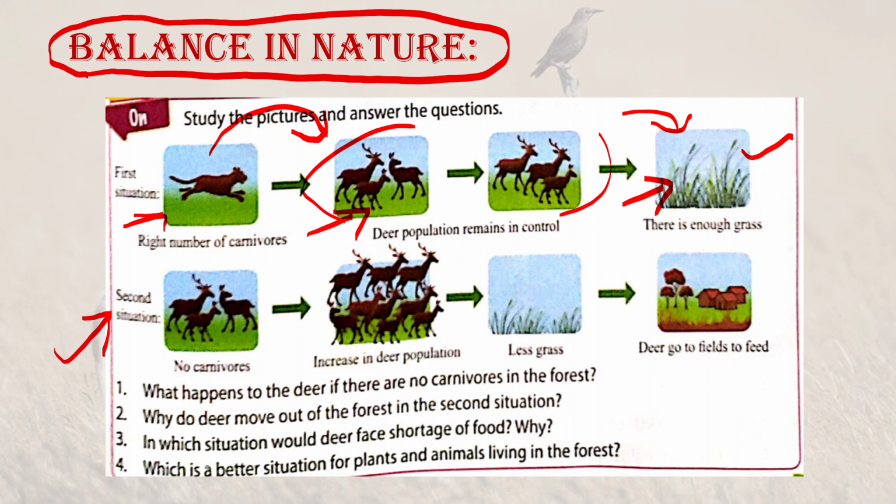But what is the situation 2? Situation 2 says there are no carnivores. See, this one is not here, right? So when there are no carnivores, what can happen? We just spoke about it, but you have to pause this video and think on your own and answer these questions. Okay?